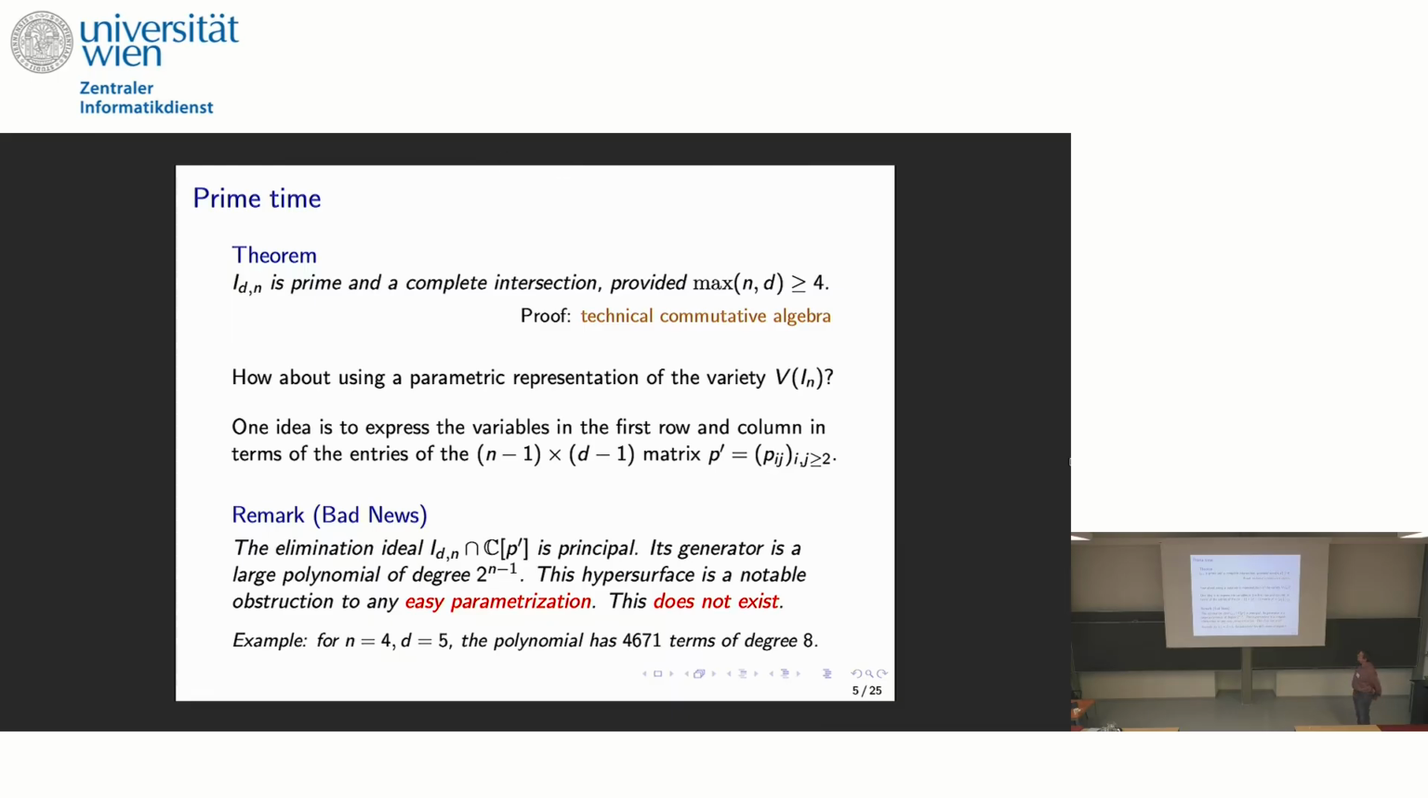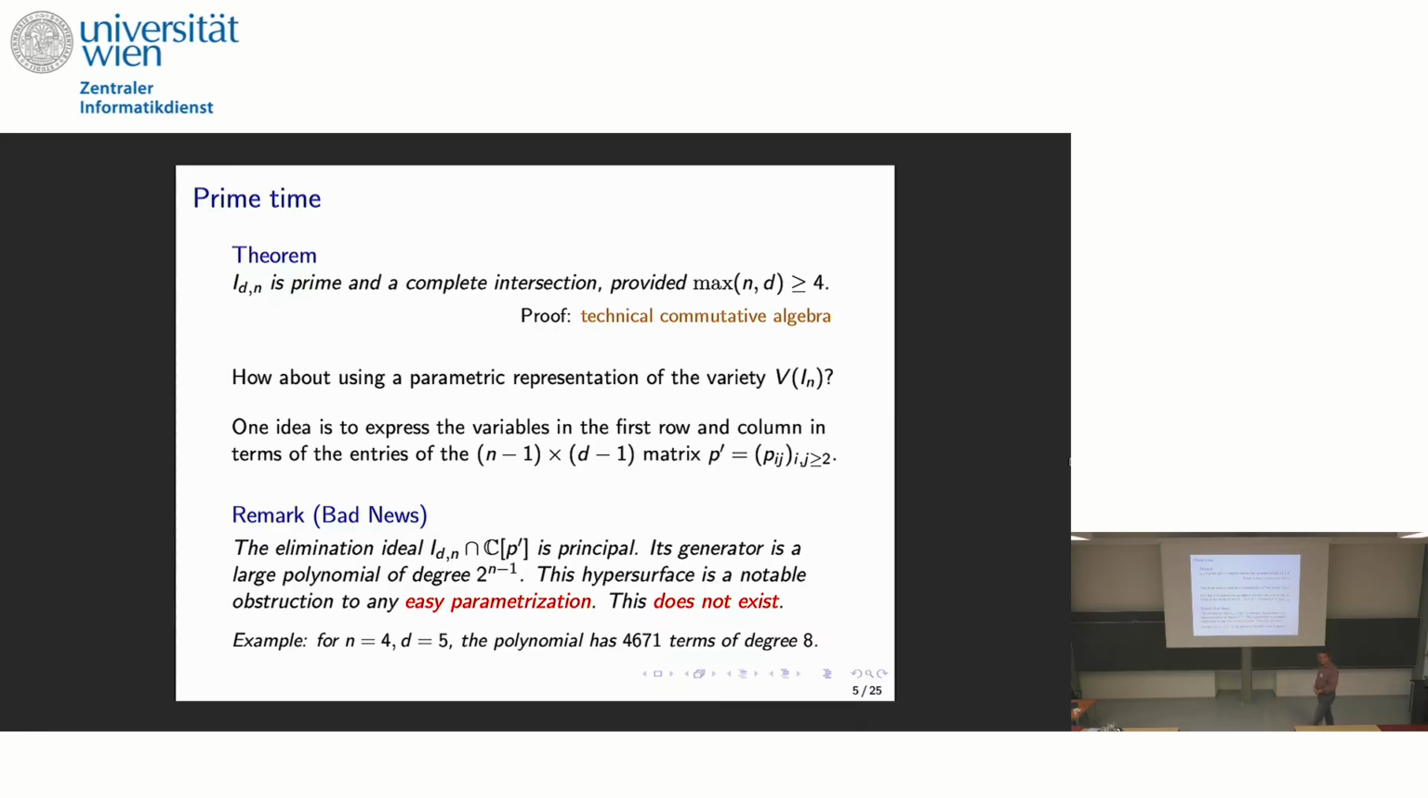If you carry out this elimination, you're still down to a hypersurface. It's an irreducible polynomial of very large degree, 2 to the n-1. And this hypersurface is a notable obstruction to an easy parametrization. There is no easy parametrization. For example, if we're in d equals 5 with 4 particles, this is a complicated irreducible polynomial of degree 8 with 4,671 terms, and I don't know how to write down a parametrization.